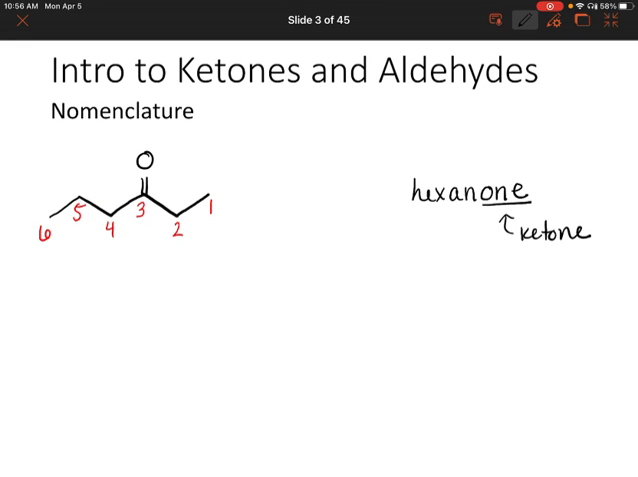Now this time we do have to tell everyone where the carbonyl group is, or where the ketone is. So here it's on carbon 3, so we have 3-hexanone.